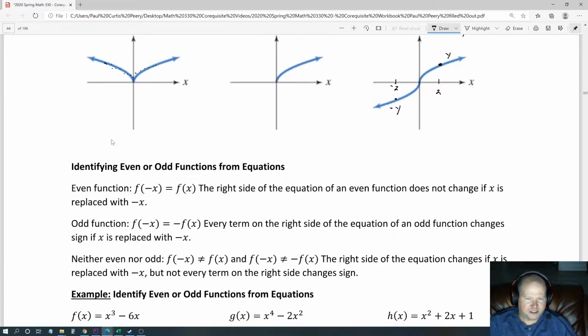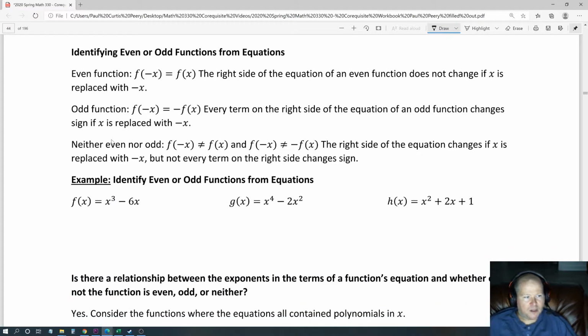Identify even or odd functions from equations. Okay. So just like before, we showed graphically, algebraically, we're going to do exactly what we said previously. So if I want to know if it's an even function, I'm going to plug in a negative x. If it spits out the original function, whatever that original function is, then we know that that is going to be an even function.